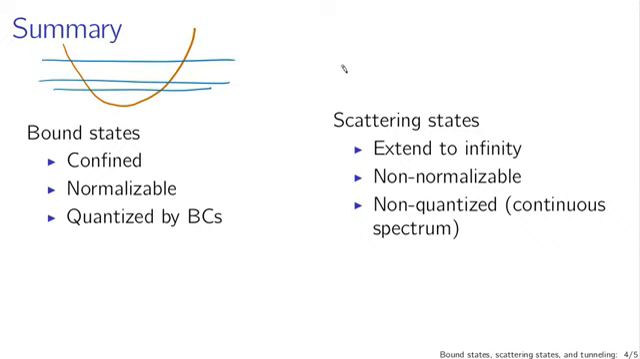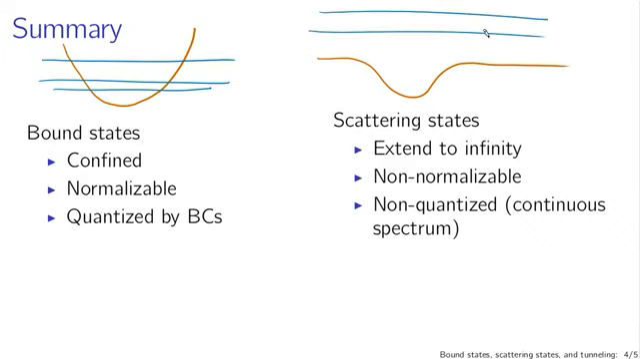Scattering states, on the other hand, if we have a potential that looks, say, something like this, where we have energy levels that are above the lowest, those wave functions will extend to infinity because there's no reason that you can't find the particle here. As a consequence, they're non-normalizable.